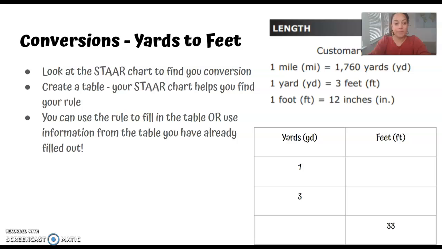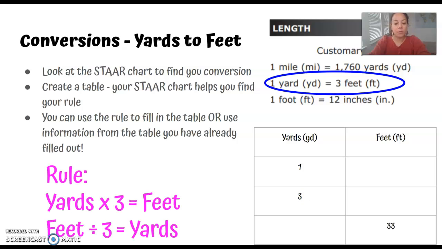All right, yards to feet. Same thing. Let's look at our star chart to help us out. I'll circle that. 1 yard equals 3 feet. So let's go to the rule so we can fill out our chart. Yards times 3 equals feet, and feet divided by 3 is yards. So as you can see, we've got a little bit of a different table here. 2 are on this side and 1's on this side. So let's start with the first one. 1 yard times 3 equals 3 feet. 3 yards times 3 equals 9 feet. And then this time I have the feet, so I have to use this part of the rule. 33 divided by 3 equals, that's right, 11.